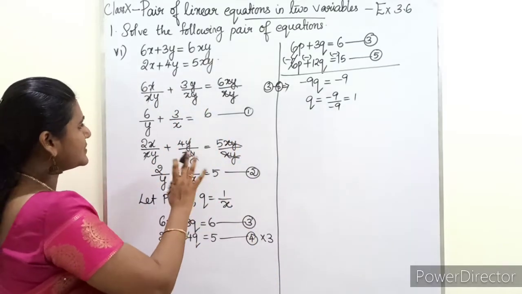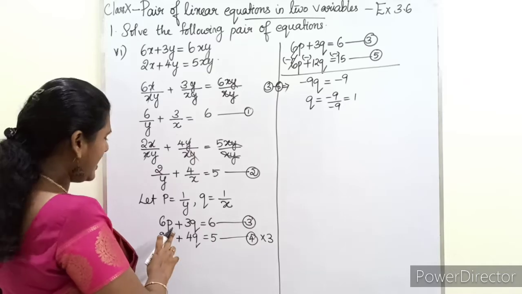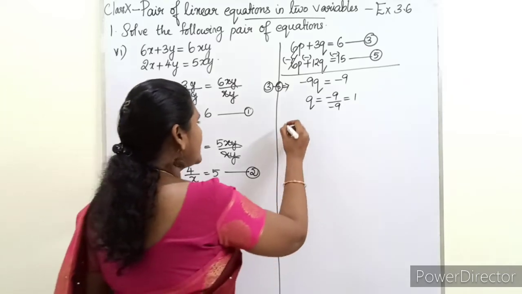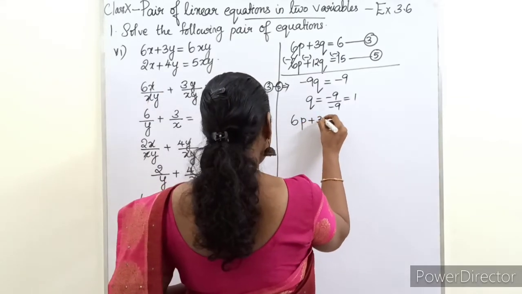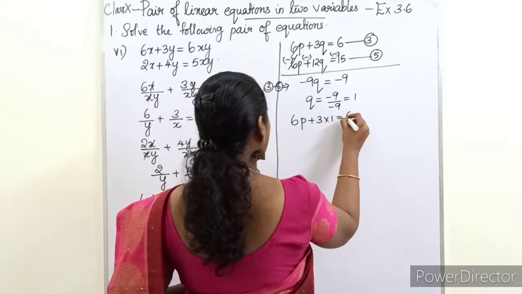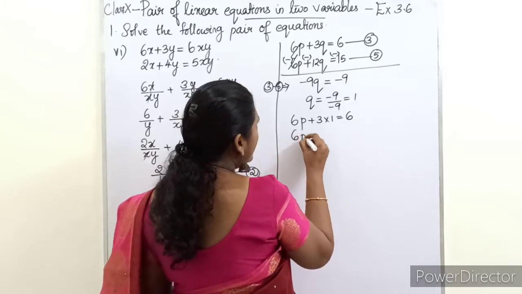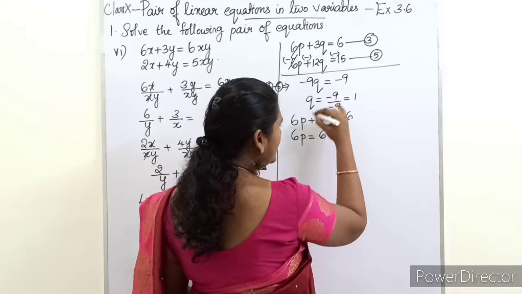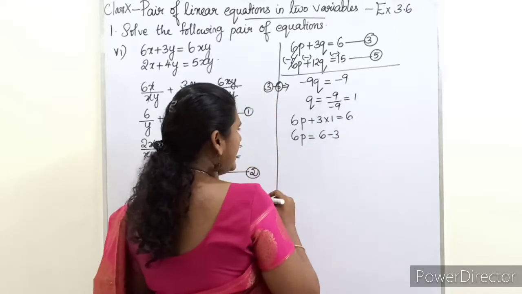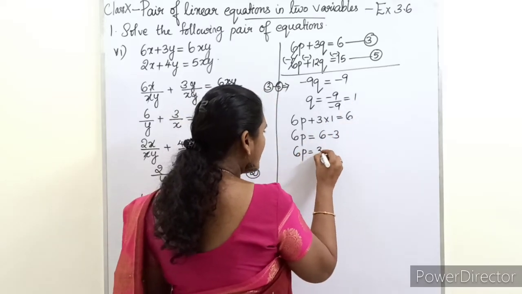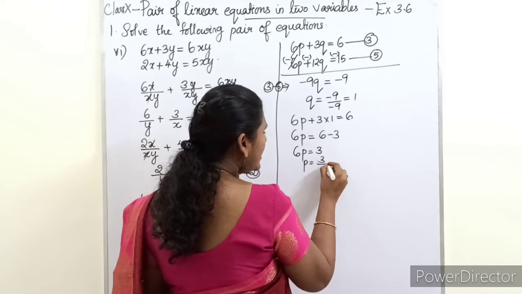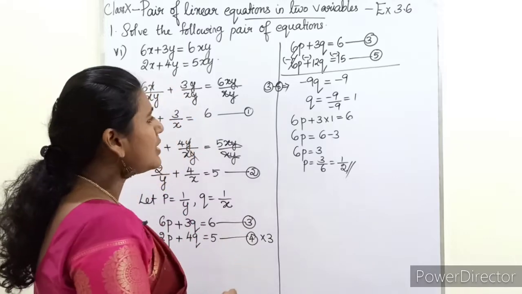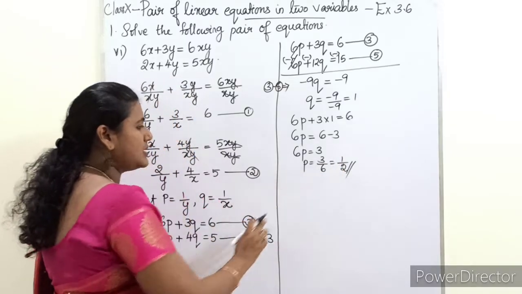This value we can substitute in any one equation. So in the third equation we will substitute Q is equal to 1. So 6P plus 3Q, that is 3 into 1, is equal to 6. So 6P is equal to, we will take the 3 to the right side, 6 minus 3, that is 6P is equal to 3. So P is equal to 3 by 6 is equal to 1 by 2. So we got Q is equal to 1 and P is equal to 1 by 2.